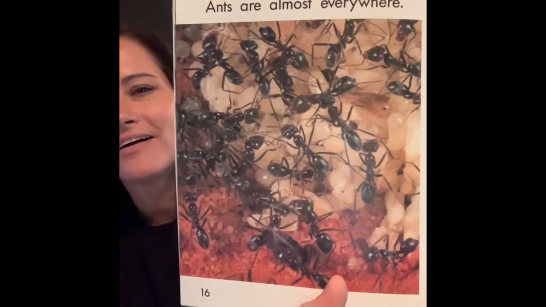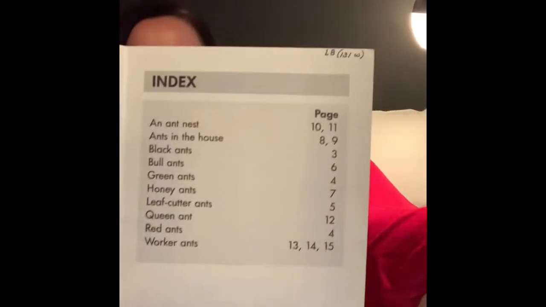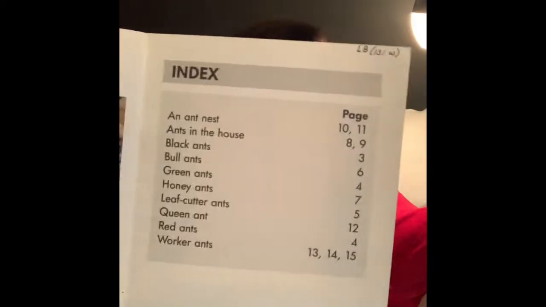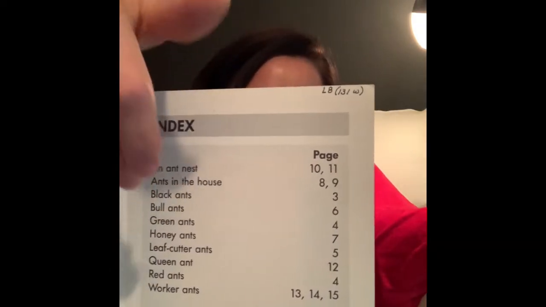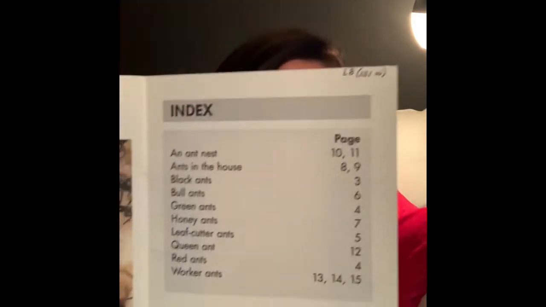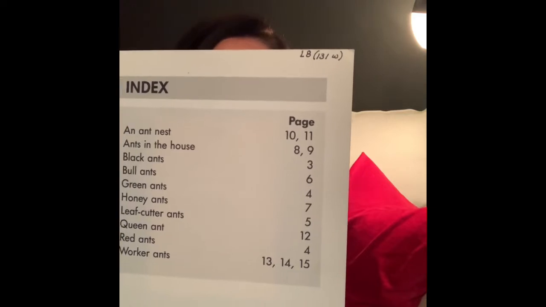Ants, ants, ants. Ants are almost everywhere. And look at this index, kind of like the table of contents, that shows you what you're looking to find out and which page you would find it on.